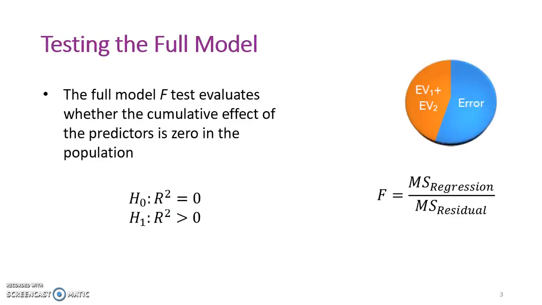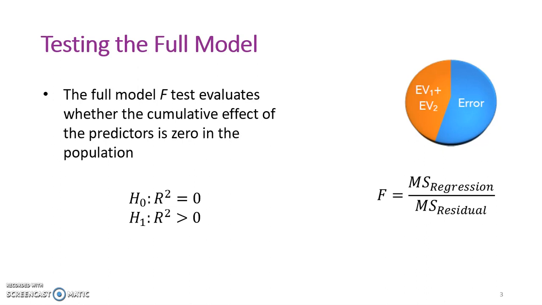So for testing the full model, we use the F statistic. And I talked about the F statistic when we looked at simple linear regression. But the F statistic is the mean square regression divided by the mean squares residual. So the F test evaluates whether the cumulative effect or the total effect of both predictors is 0 in the population. So does the set of predictors account for a significant amount of variation in the overall outcome?